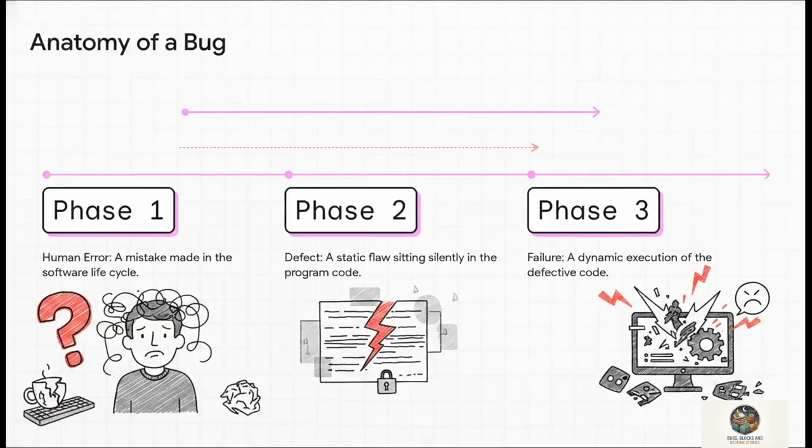It all starts with phase 1, a human error. Maybe a programmer gets tired, misunderstands a spec, or just types the wrong number. That human mistake creates phase 2, a defect. A defect is a static flaw sitting silently in the source code. It's just waiting there. Finally, we reach phase 3, a failure. A failure only happens dynamically when the program is actually executed and the system hits that defective piece of code to produce a bad result. So human error creates a static defect which triggers a dynamic failure.